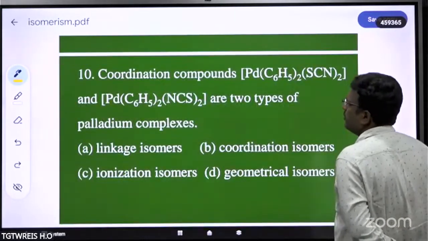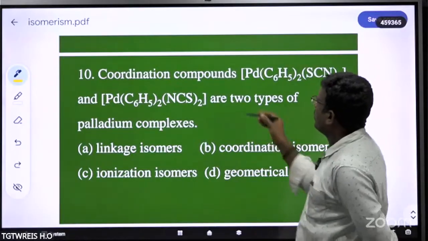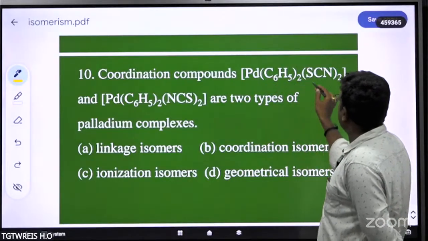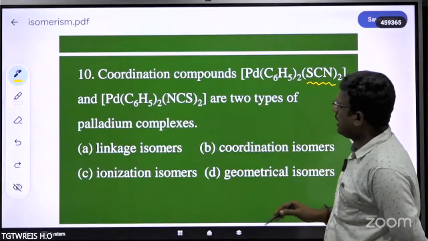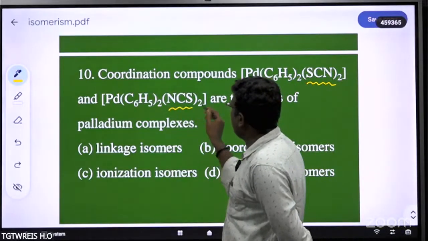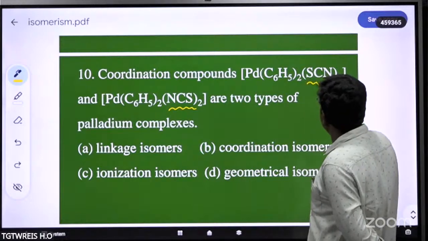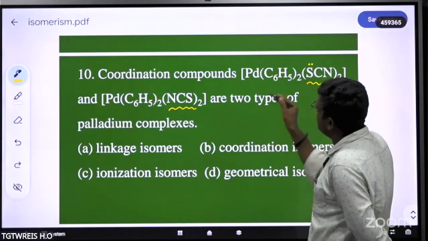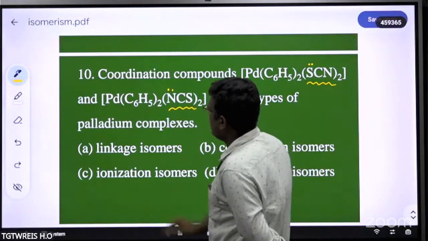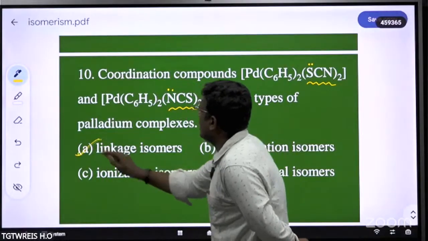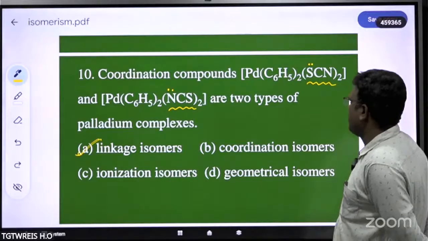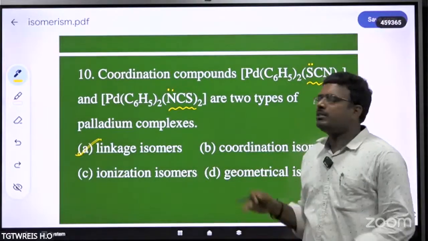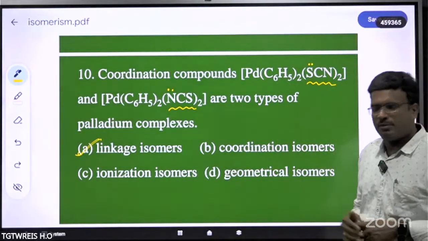The last question in the coordination compounds section. Palladium dithiocyanate, here with SCN2 and NCS2. Two different types of ligands are present in this compound. This is called the linkage isomerism. Very, very important. Look at this compound and identify which type of isomerism is present in these coordination compounds.